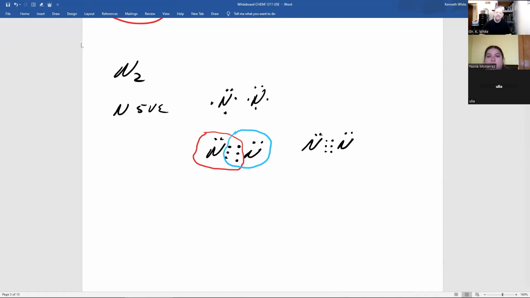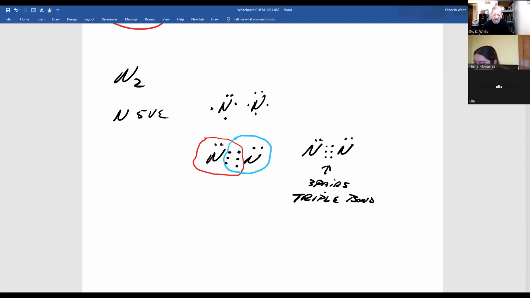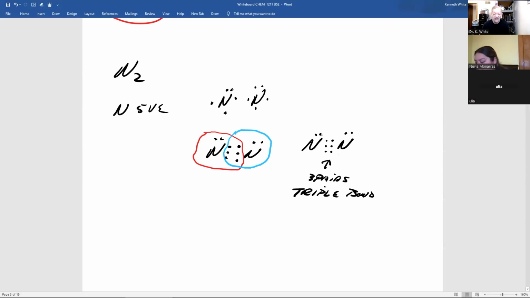would be that. And notice we have 3 pairs of electrons, and we call that a triple bond. So when you're inhaling nitrogen gas, you're inhaling a triple bond. Is that cool or what? Now you know I'm a chemist. All right, let's go to another molecule.